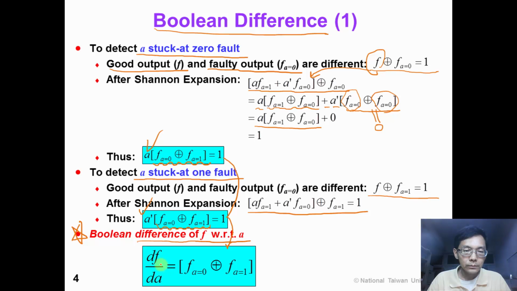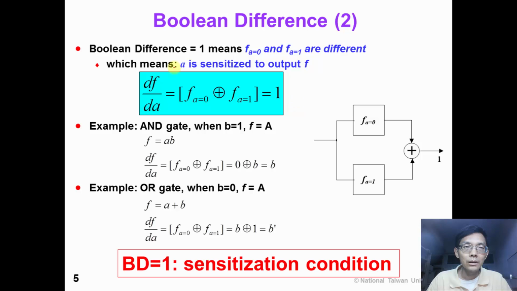is df over da equal to the negative cofactor exclusive-OR the positive cofactor. Although the appearance of Boolean difference df over da looks very similar to traditional algebra, it has nothing to do with derivative. The meaning of Boolean difference being 1 is that f sub a equal to 0 and f sub a equal to 1 are different.